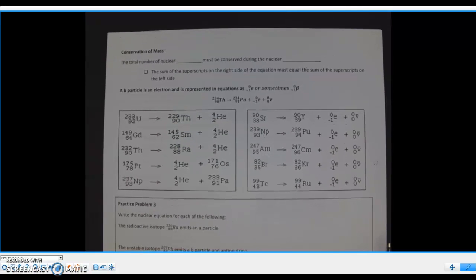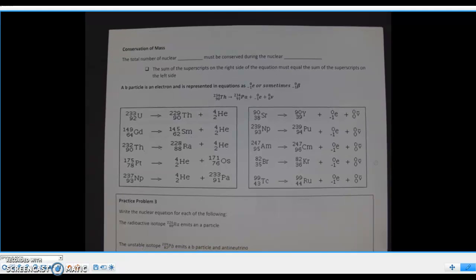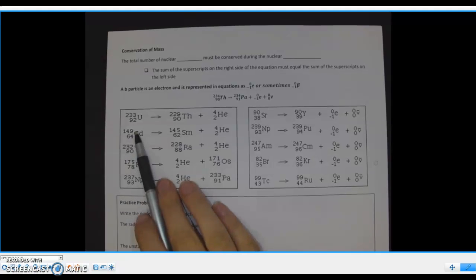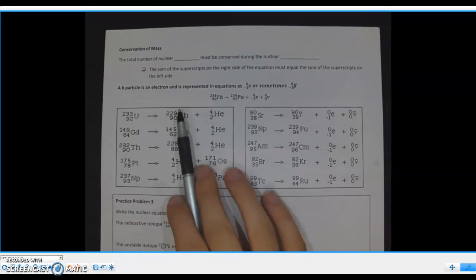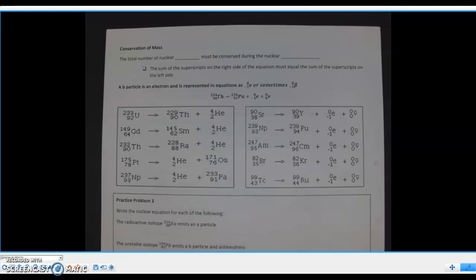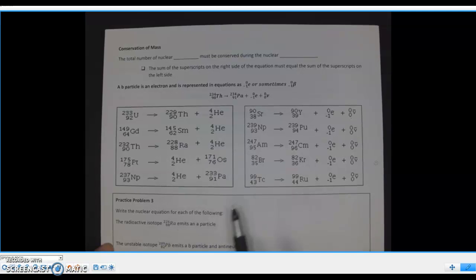Like we were saying before, conservation of mass needs to apply. So our mass numbers need to be accounted for on the radioactive isotope side, as well as what it produces, the daughter, in whatever type of emission we're working with. Okay, so here's some examples of that.